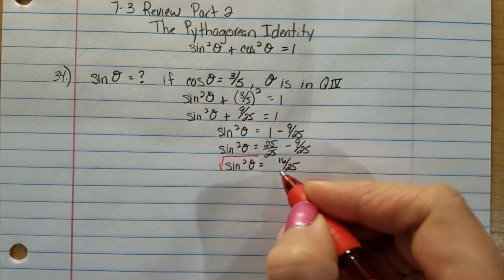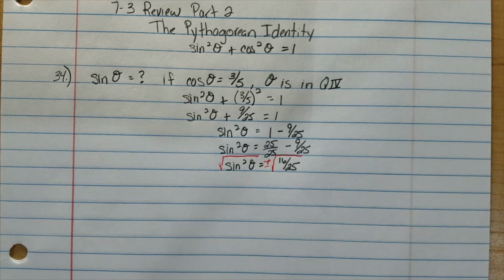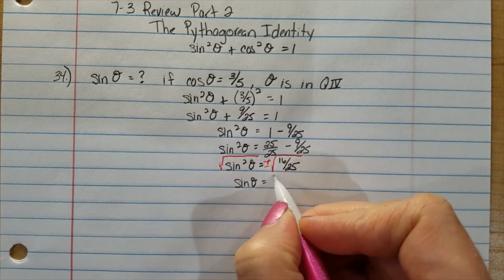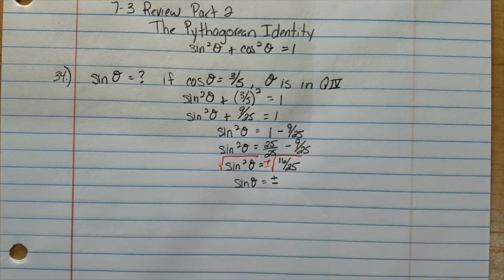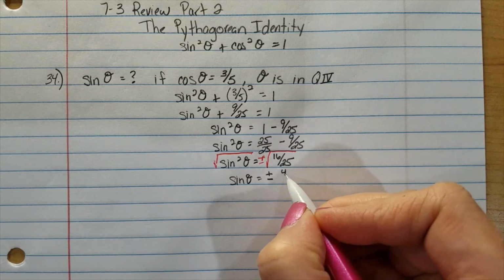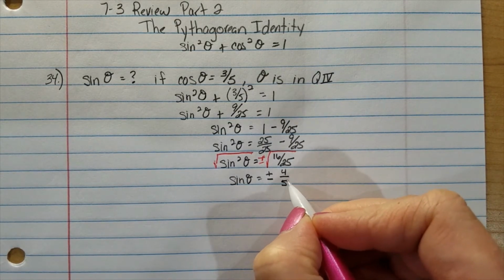So I will take the square root, and don't forget plus minus. Now this becomes sine theta equals plus or minus. Okay, the square root of 16 is 4, and the square root of 25 is 5.